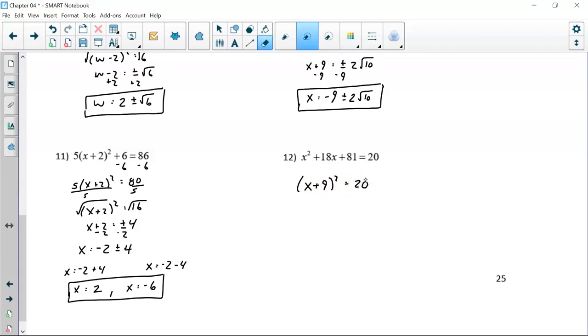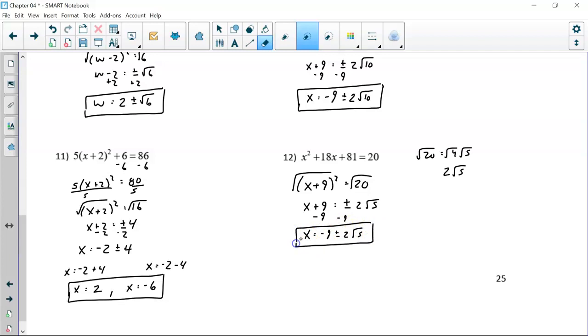So now it's just like the previous problem. So we take the square root of both sides. X plus 9 equals plus or minus, and the square root of 20 is the square root of 4 times the square root of 5, 2 square root of 5. Then we subtract 9 from both sides. X equals negative 9 plus or minus 2 times the square root of 5. And there's our two solutions. It's another way for us to solve quadratics, is using square roots.